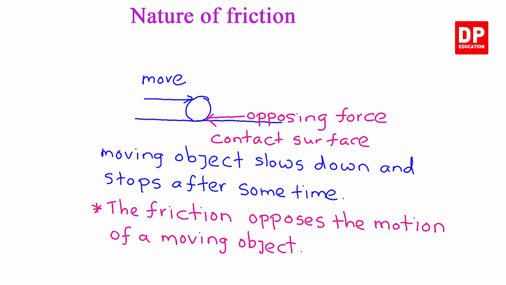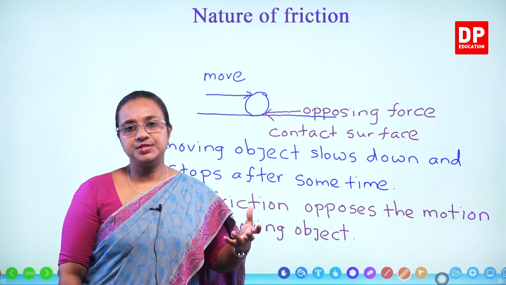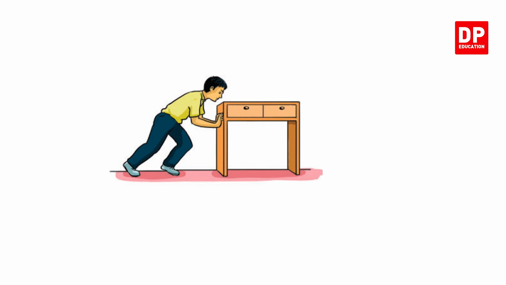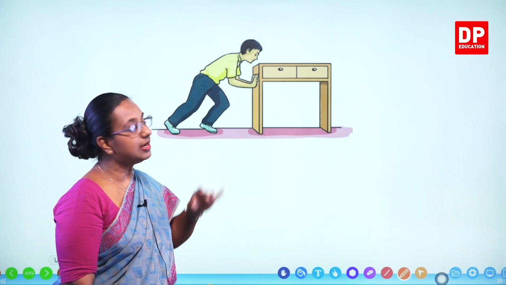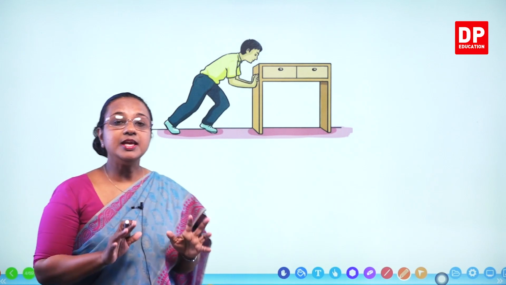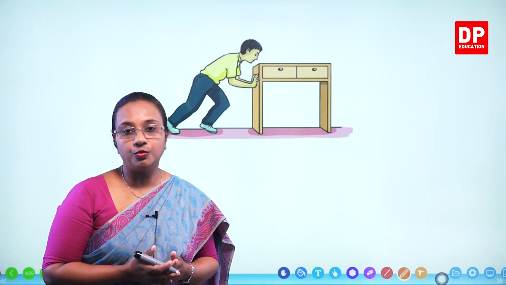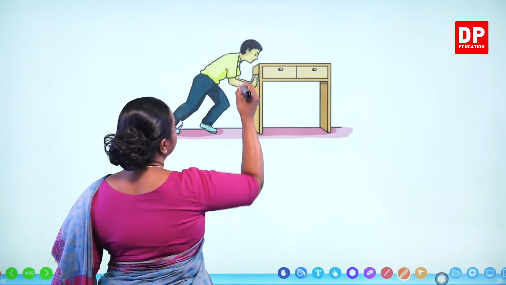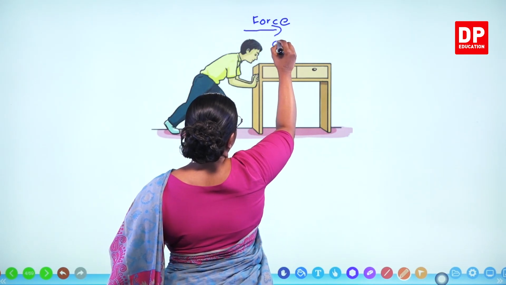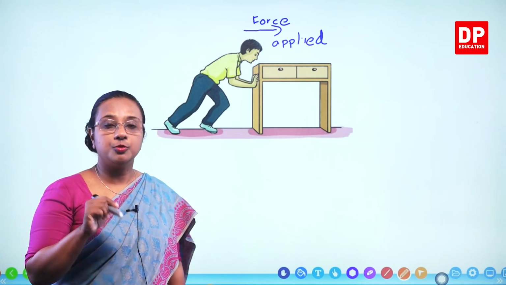So that is one nature of friction. Now let us consider what happens to objects that are at rest. Students, as you can see in this picture, there is a table at rest and the boy is trying to push the table. When he pushes the table with a small force, the table will not move. What is the reason? There is a force applied in this direction, but the table is not moving.